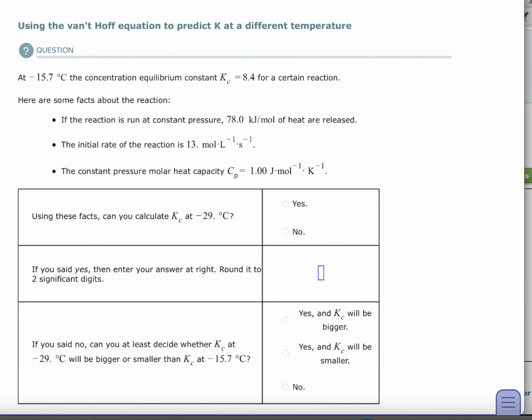All right, so what do we write? Well, the first one is, can we use the facts? Yeah, we can use the facts. What was my answer? It was 6.1 times 10 to the 1. And the third question says if I said no, and I said yes. So in this case, that's all I got. So I hope this helps you.